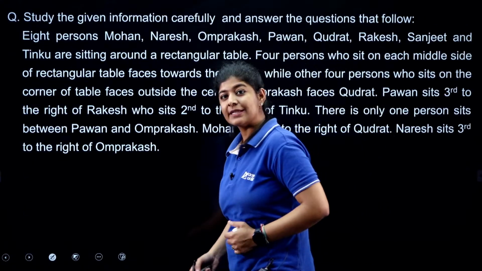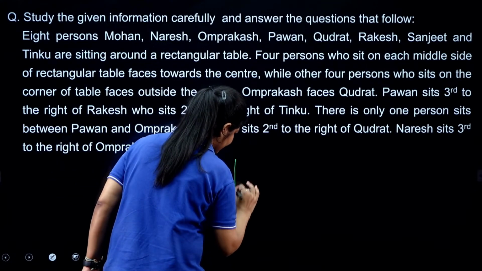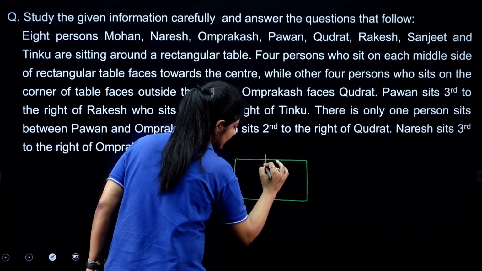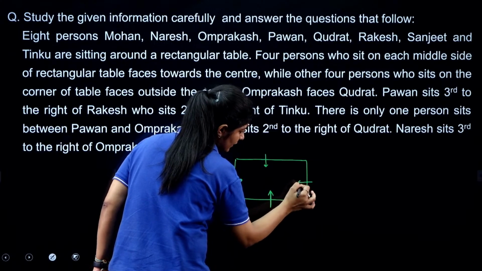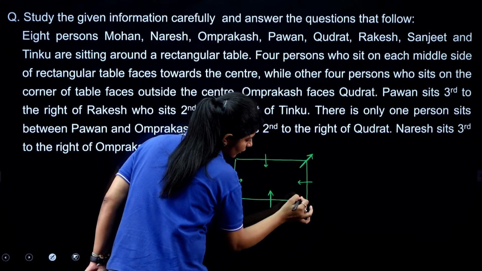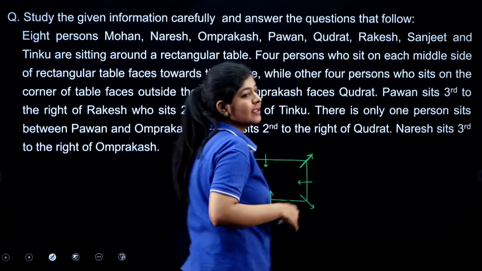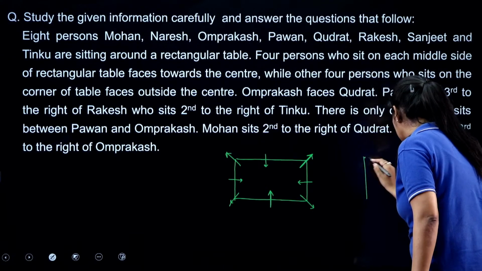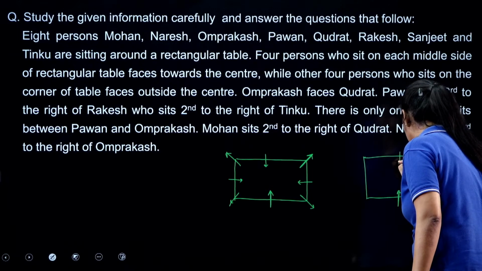As the question is very simple, here we are having a square rectangle table. So we are just assuming that this is my rectangle table. 4 are sitting at the middle of the side and facing towards the center. The 4 who are sitting at the corner are facing out from the center. Right? There are high chances that we are having multiple cases. So first, on the initial level, we are only making 2 cases. If it is required, we will make more cases.